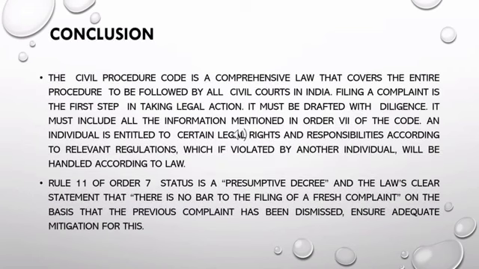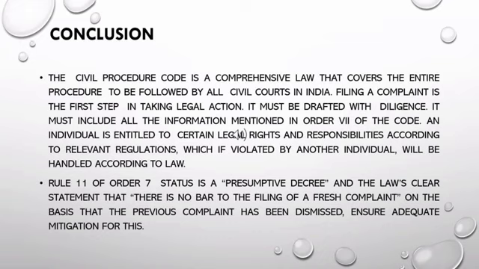We learned what is a plaint, what are the main objectives of the plaint, and what cause of action is required for the application of rejection of plaint. So here, I would like to conclude my topic. The Civil Procedure Code is a comprehensive law that covers the entire procedure to be followed by all civil suits in India. So, filing a complaint is the first step in taking legal action.